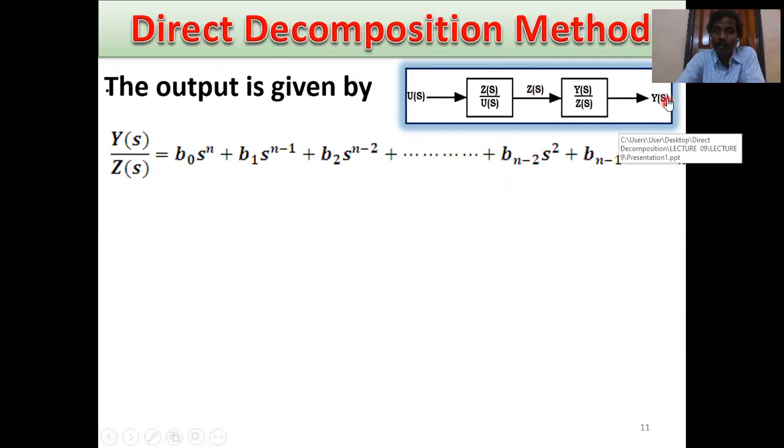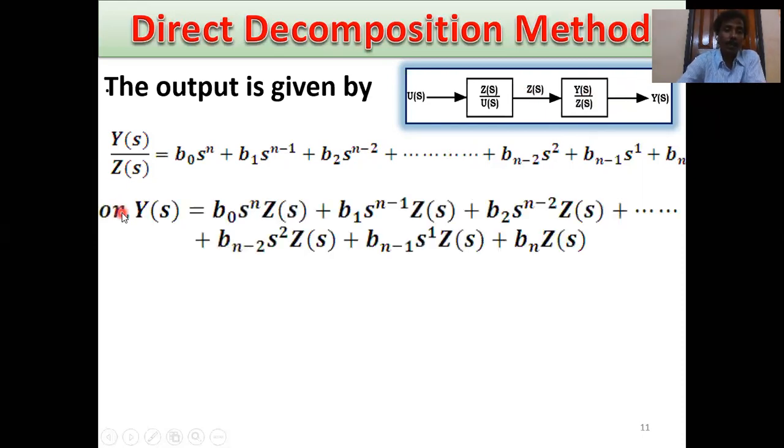And second part, case number 2: Y(s)/Z(s) equals b0 s to the power n plus b1 s to the power n minus 1 plus b2 s to the power n minus 2 plus dot dot dot bn minus 2 s square plus bn minus 1 s to the power 1 plus bn. This is the second part, Y(s)/Z(s). So calculate y of t or Y(s).